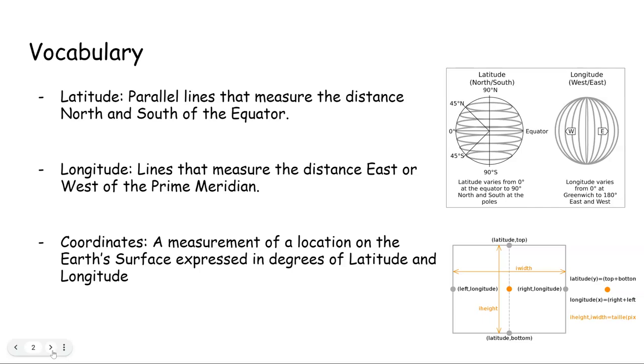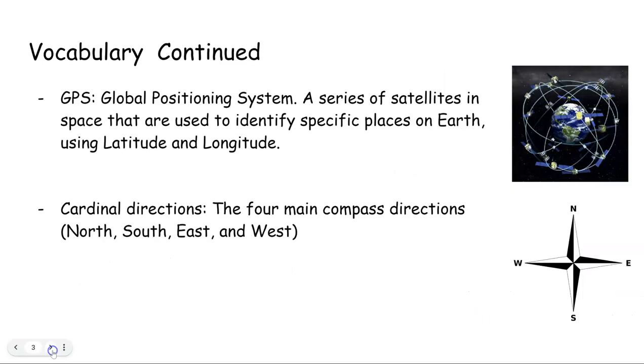We're going to do the same thing in social studies when we talk about coordinates. It's just that instead of using an x and y measure, we're going to use a latitude and longitude measure. Next up, we have the Global Positioning System, which is a series of satellites in space that are used to identify specific places on Earth using longitude and latitude. So the Global Positioning System, or the GPS, is going to use those coordinates created by the latitude and longitude lines to determine exactly where on Earth something is. So instead of it being kind of near 2 and 5, it's at 2 and 5, if we're talking on a coordinate plane.